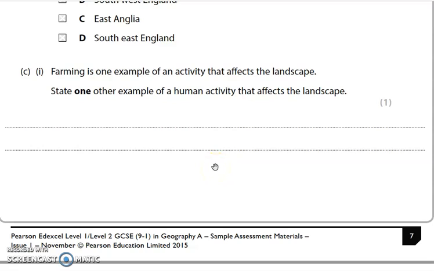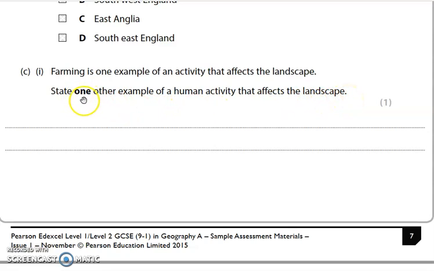The next question. Farming is one example of an activity that affects the landscape. State one other example of a human activity that affects the landscape. So again, the command word is state. We're looking at a human activity, something that humans do. It is not a natural process we're looking for here, and something that affects or changes the landscape in one way or another.